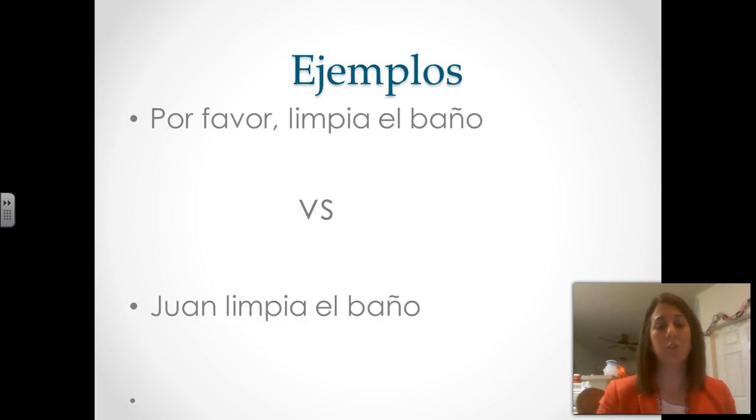The first one is an instruction. We're talking to someone, asking them to do something. Our second example is just a statement saying Juan cleans the bathroom. See the difference between the two? Again, you might want to write that example down.